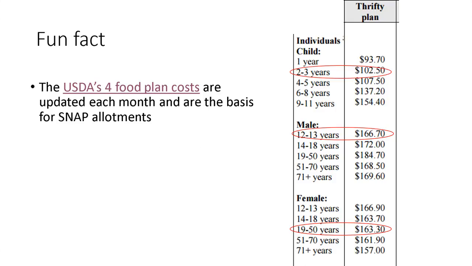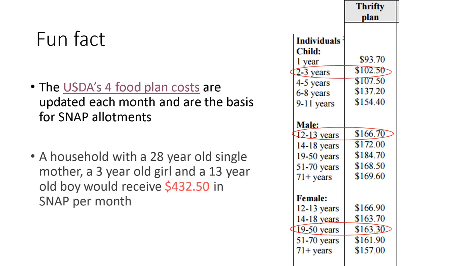So this is the most recent numbers, August of 2016, and a hypothetical household with a 28-year-old single mother and a 3-year-old little girl and a 13-year-old boy. It's very simple. You just add all this together, and they would receive $432.50 in SNAP dollars per month.